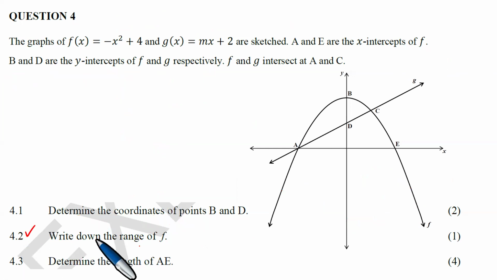Right, so here we need to write down the range of f. So we already know the coordinates of B are 0 and 4, and the coordinates of D are 0 and 2. Right, so write down the range of f. What is the range of f here?